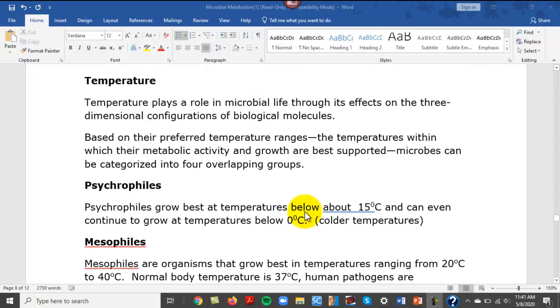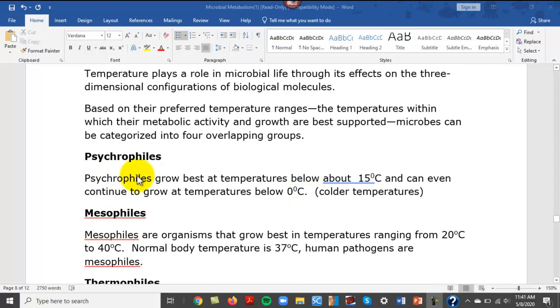All right, temperature. Psychrophiles are called cold-loving. What they mean is they can survive low-temperature environments. It doesn't mean they love it. 15 degrees Celsius is not that cold. 20 degrees Celsius is room temperature, but 0 Celsius is really cold. That would be like 32 degrees Fahrenheit.